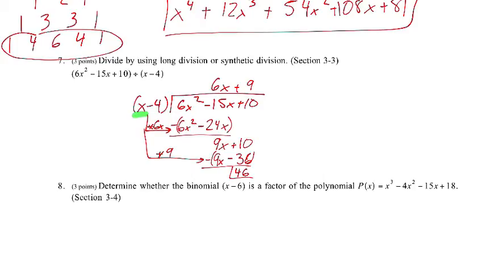That is our remainder. So, just like we did in the last one, we take a remainder, 46, put it over our divisor of x minus 4. So either way we do it, we end up with 6x plus 9 plus 46 over x minus 4.